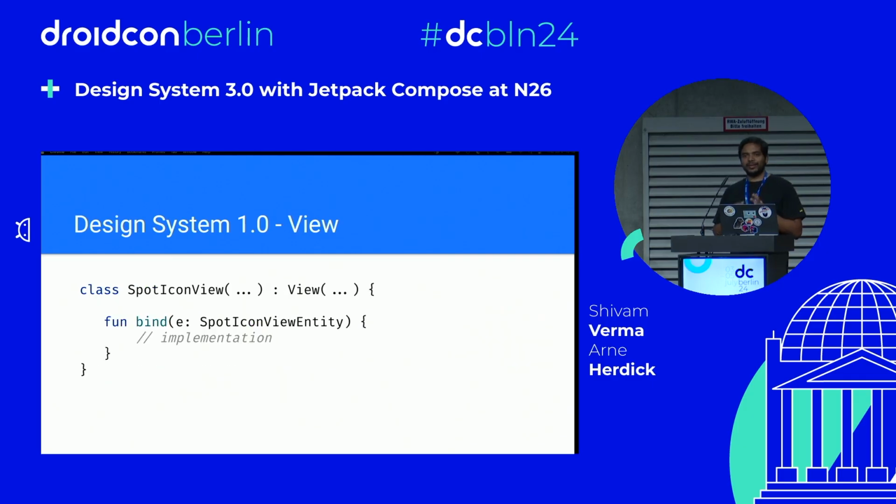And then whenever a dev wants to use this icon, they would take this spot icon view, they would call this bind function with the view entity, and the correct view will be rendered.